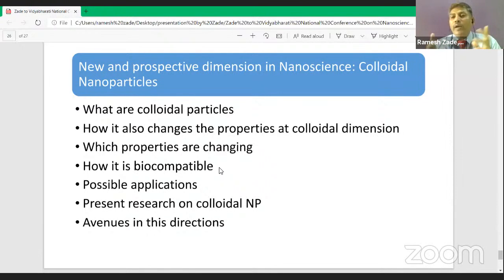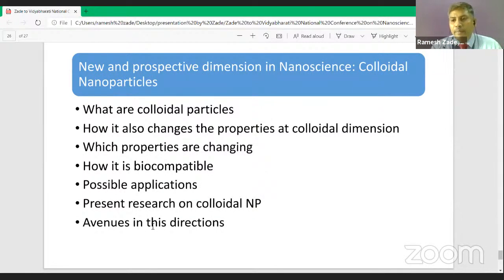All these are of colloidal dimension. What you are calling sol and gel are nothing but colloids. There are a number of applications which are biocompatible. As I told you, there is a lot of research going on in nanoparticles and colloidal nanoparticles, but still the avenues are available in biocompatible colloidal nanoparticles.